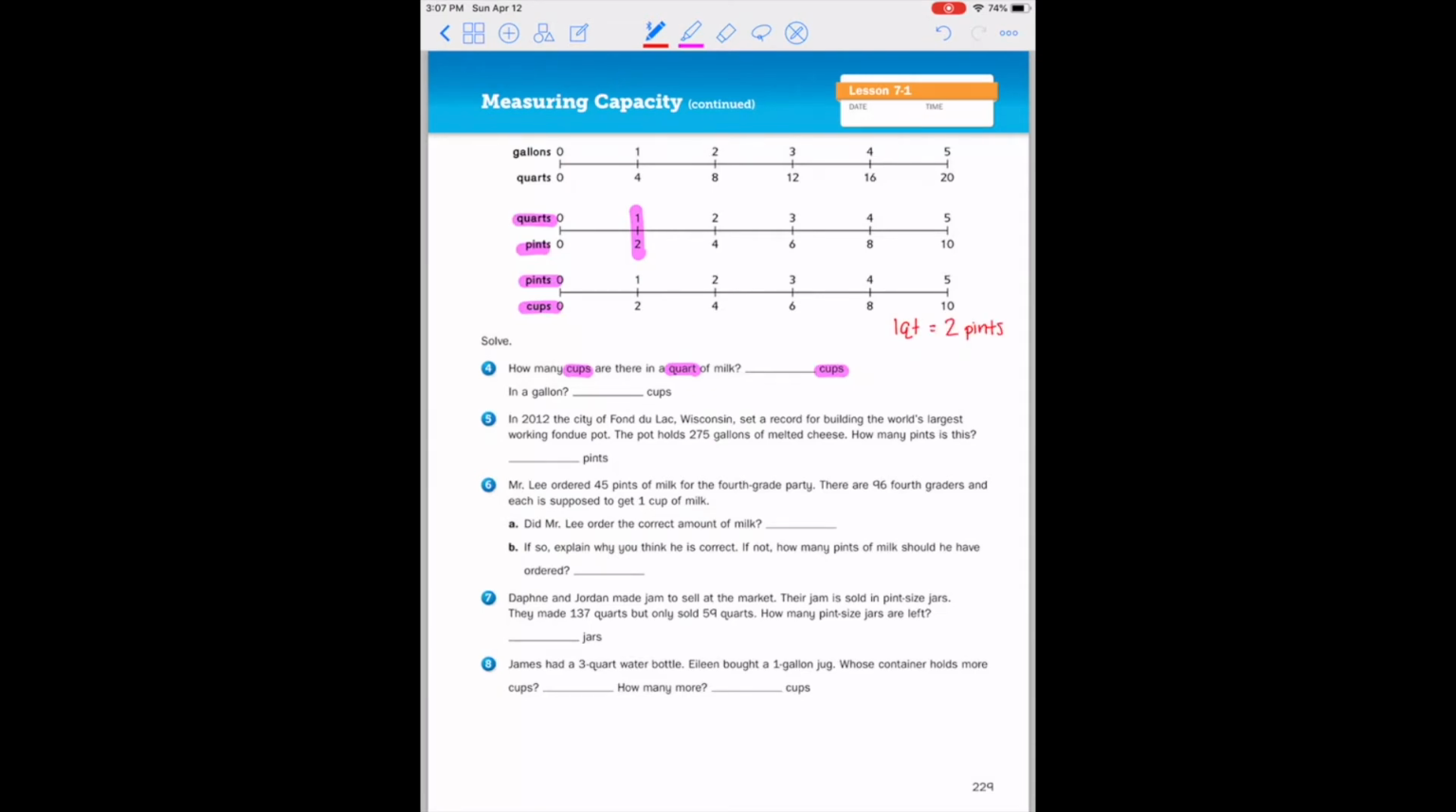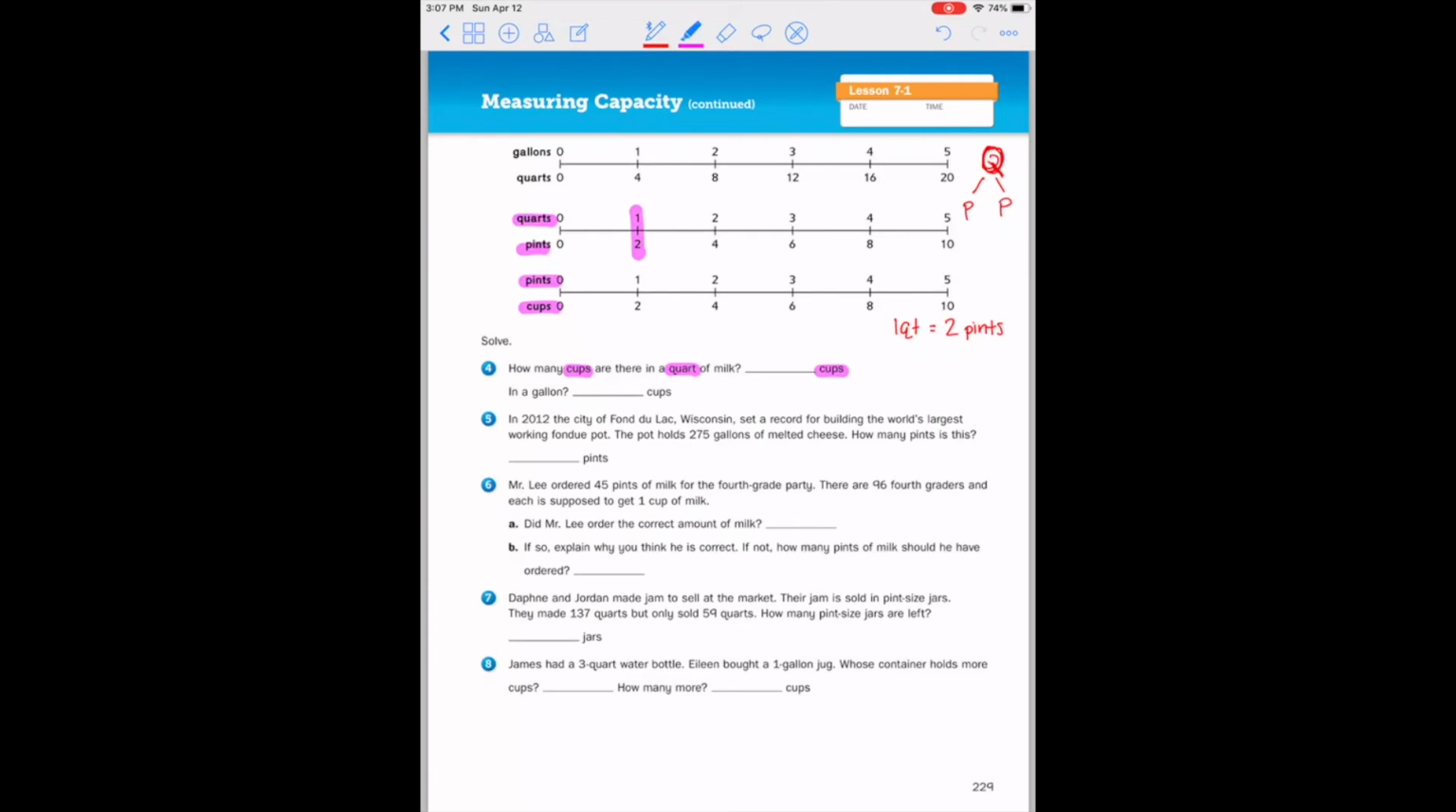pints. Okay, and sometimes I like to do an illustration too, so I'm going to try to do it up on the side up here. For 1 quart, there is 2 pints. That's supposed to be a Q. 1 quart, there's 2 pints.